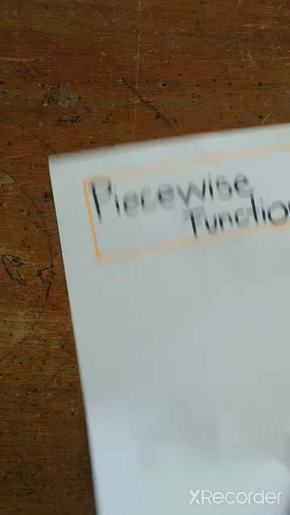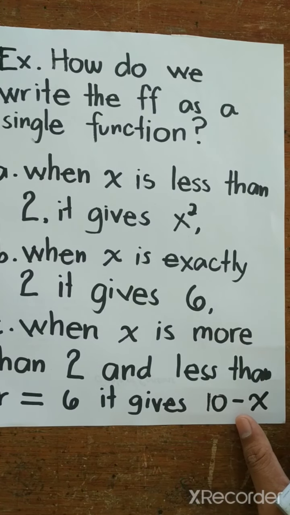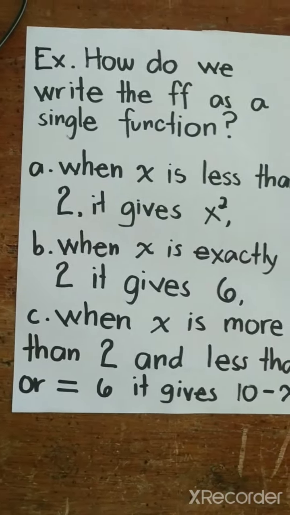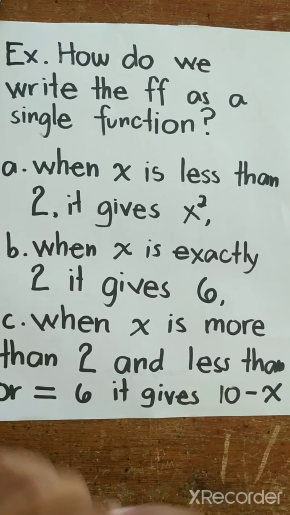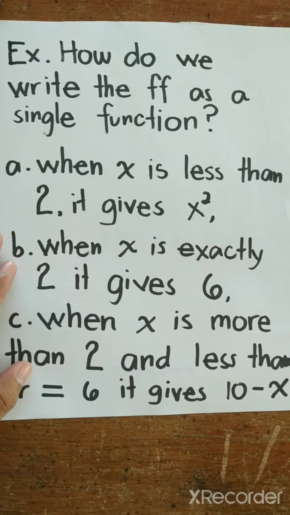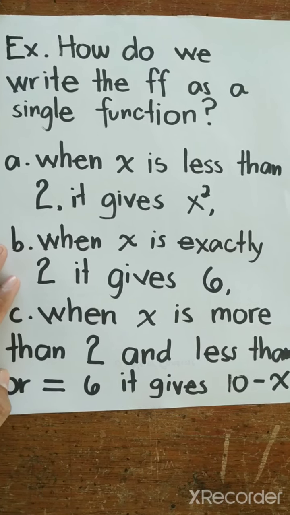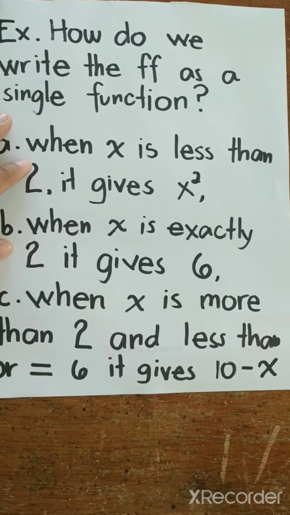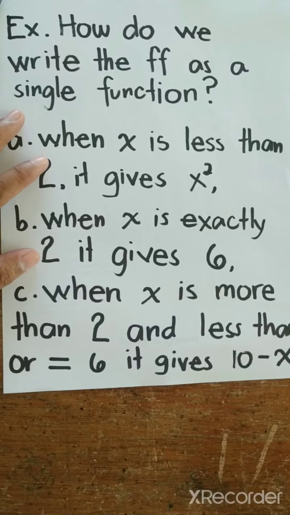So let's take a look at our example. Let me see if it would fit. Okay, let me adjust my camera a little. So how do we write the following as a single function? When x is less than 2, it gives x squared. When x is exactly 2, it gives 6. When x is more than 2 and less than or equal to 6, it gives 10 minus x.